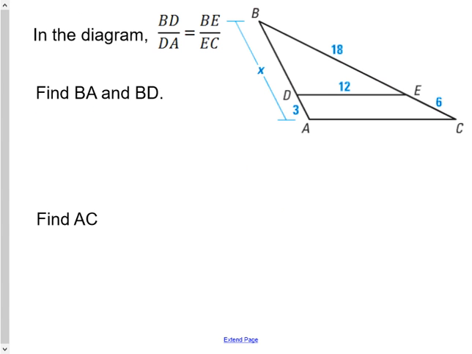So a couple ways we can solve before we wrap it up. In the diagram, BD to DA equals BE to EC, find BA and BD. Okay. So they're saying this value, we'll call it Y. Because it's BD, we'll just leave it at BD. BD over DA is 3. I'm filling this in, by the way, so it's like, where are you at? Equals BE, 18, over EC, which is 6.